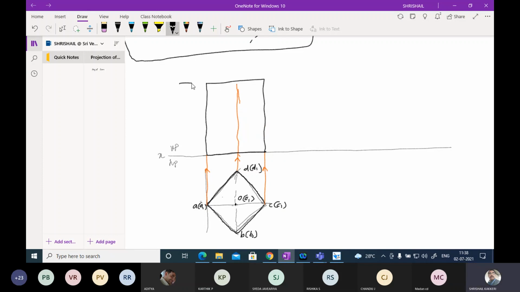Okay, this height is equal to 60 mm. 60, no? This height is equal to 60 mm. Yeah. And this will be a square. This dimension will be a square of 35 mm.